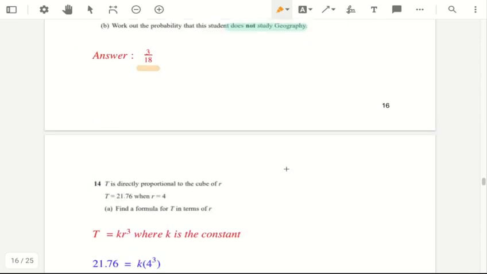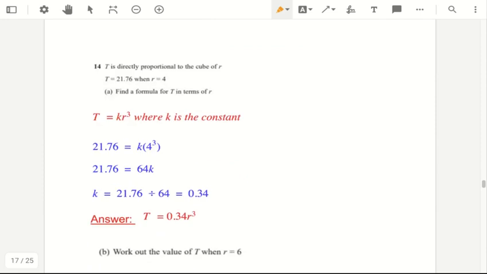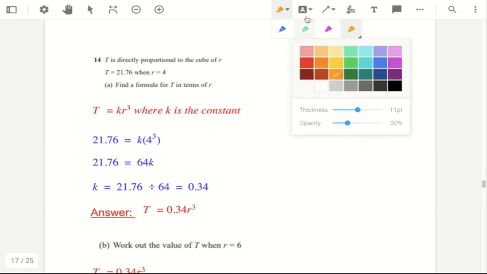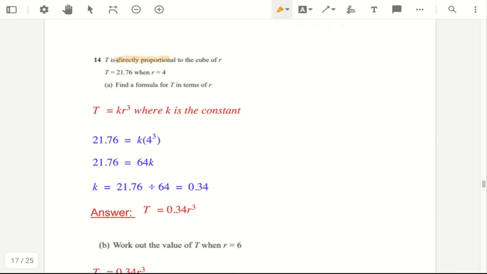Okay, right, next question, 14. So this is a very easy question. I expect most people to get it correct. Okay, so this question is directly proportional. So T is directly proportional to the cube of R. So cube of R is R cube. Okay, so do not miss out cube. If it's square of R, it's R square, obviously.